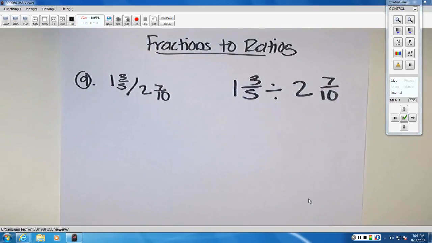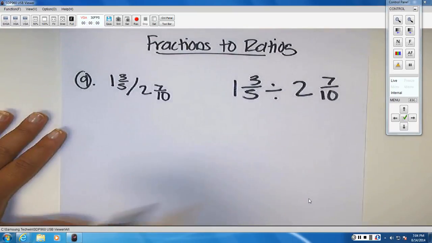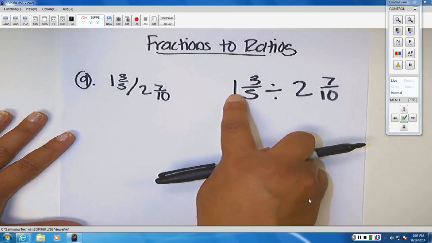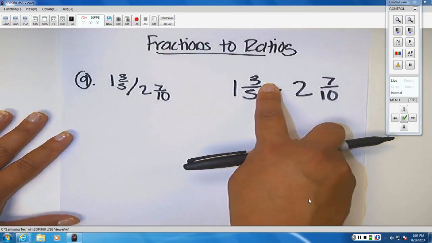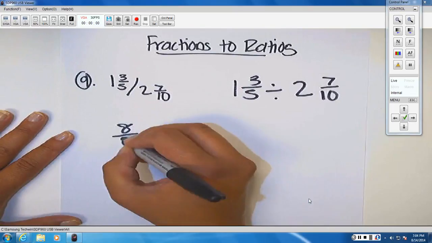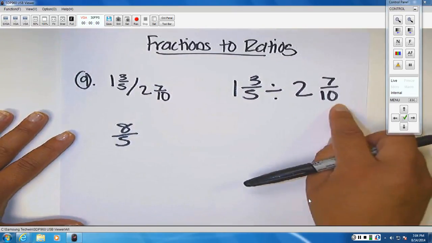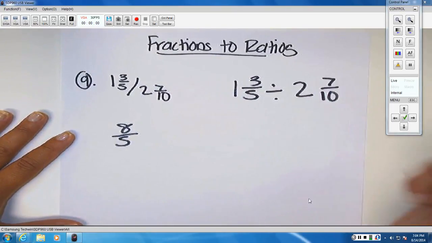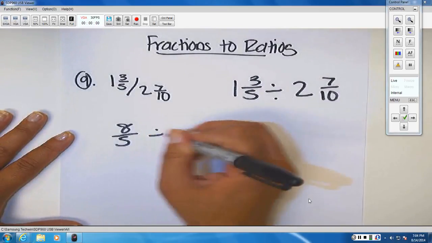So the very first thing we have to do again is take our mixed numbers and turn them into an improper fraction. This time I won't write it out. I'm just going to take 5 times 1 is 5 plus 3 is 8. So this one becomes 8/5. And 10 times 2 is 20 plus 7 is 27. So 27/10.